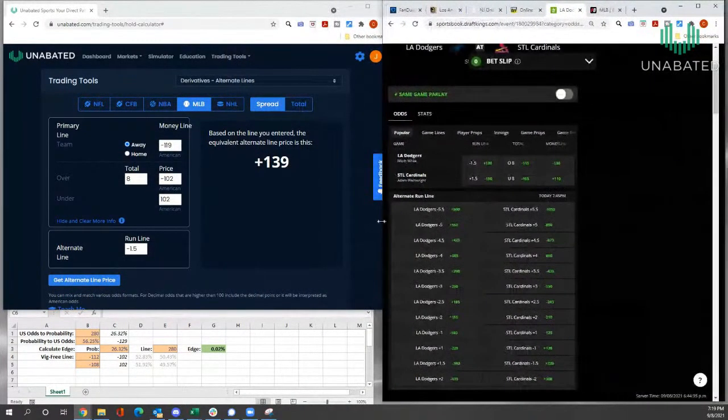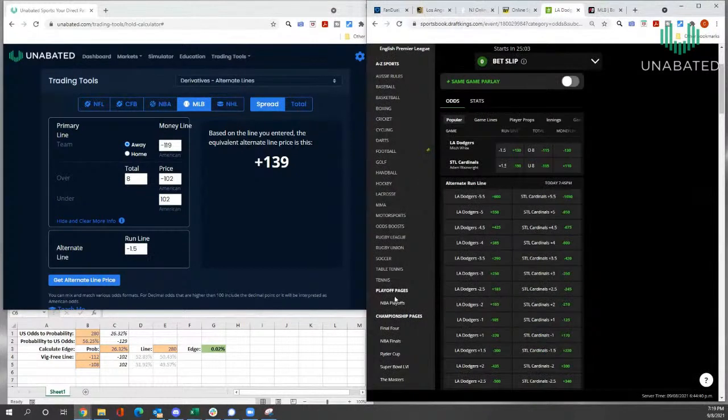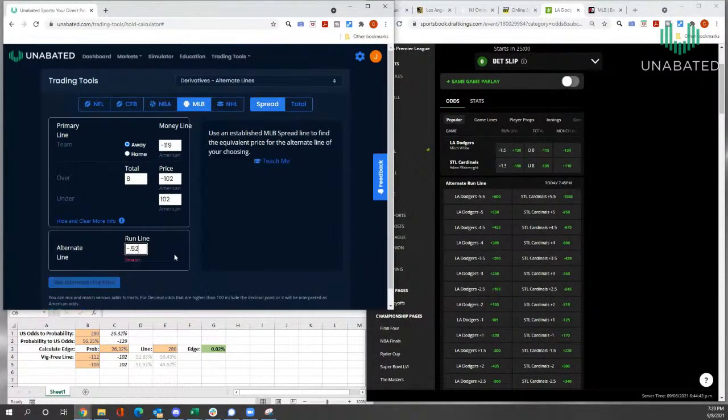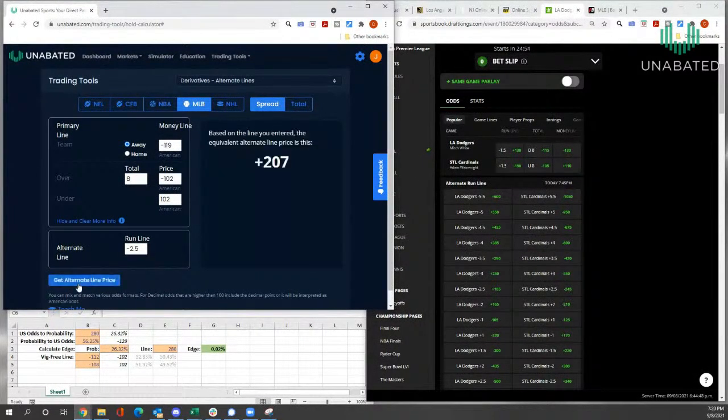So let's go back over here and let's start looking at some of these other alternate run lines, such as the Dodgers minus 2.5. So we change in the calculator here, change this over to minus 2.5. Plus 207 is what they say should be the price for the Dodgers at minus 2.5. And we see here at DraftKings, it's plus 185. The other side is minus 245. And since we're using the VIG free price, the opposite of this would be the price for the Cardinals plus 2.5. It would be minus 207. So we see right here, that number is between these two lines. There's no value here. Let's keep going, though.